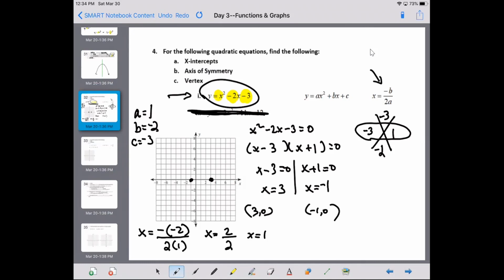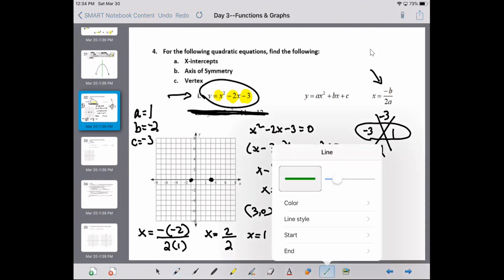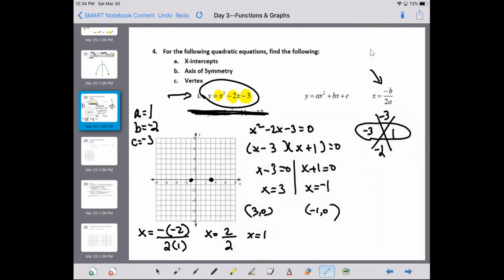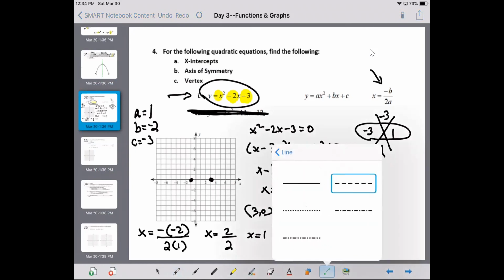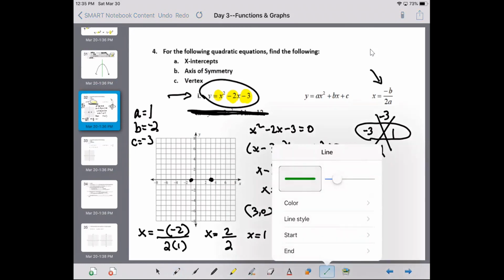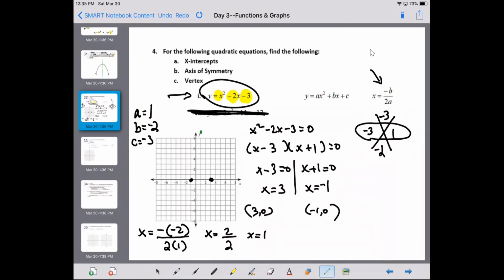So you're going to see, let's go ahead and do that dashed line at x equals 1. That is your axis of symmetry. And now the vertex. Well, the vertex can be found in different ways. Okay? One way is you can substitute it back into the function.